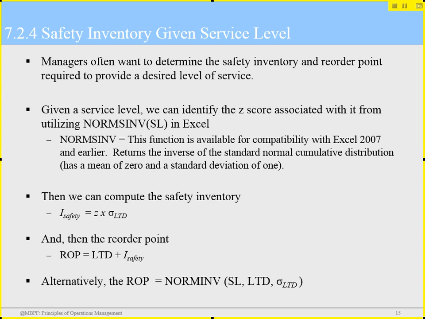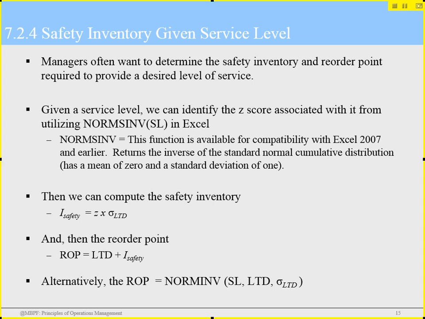The reorder point is our average demand during lead time, LTD, plus our safety stock. I don't know why I said that backwards. Or, without the S, I can put in NORM INV with those 3 pieces of information, and it's going to return the final number.